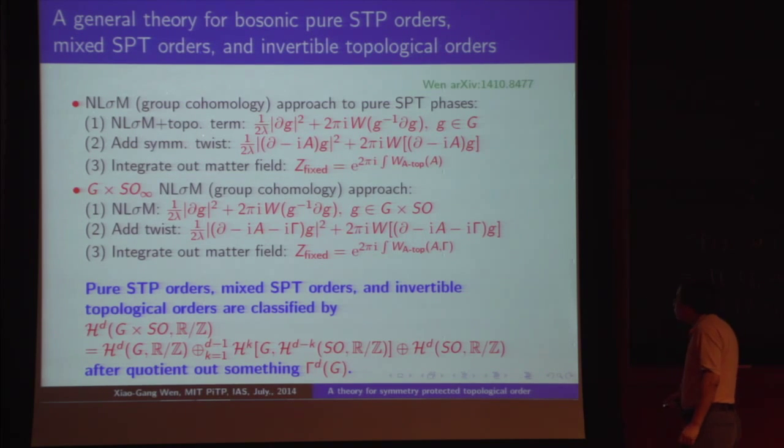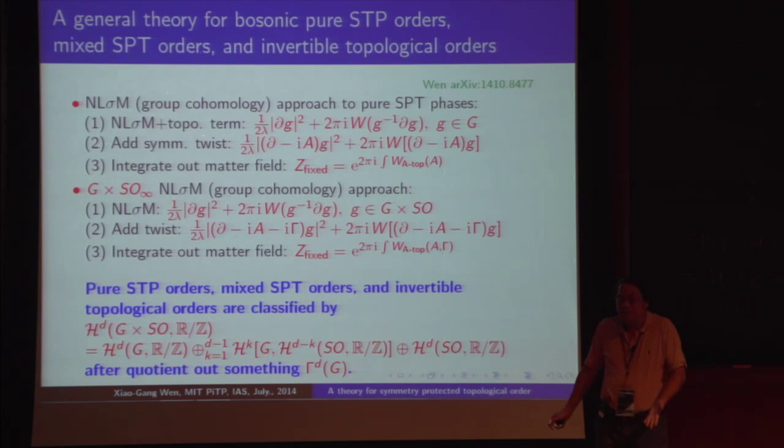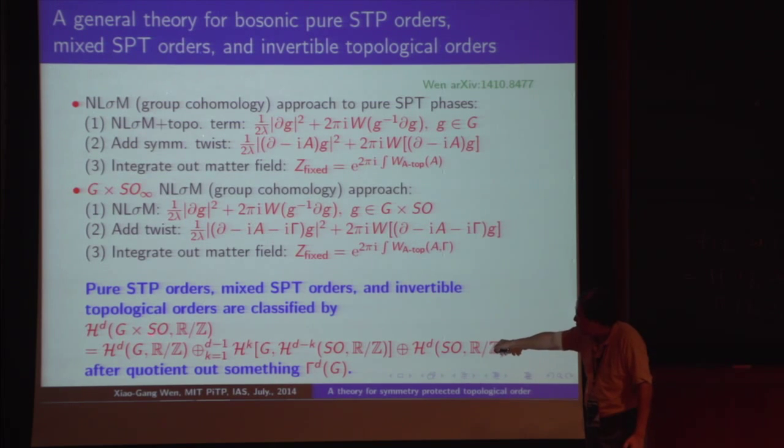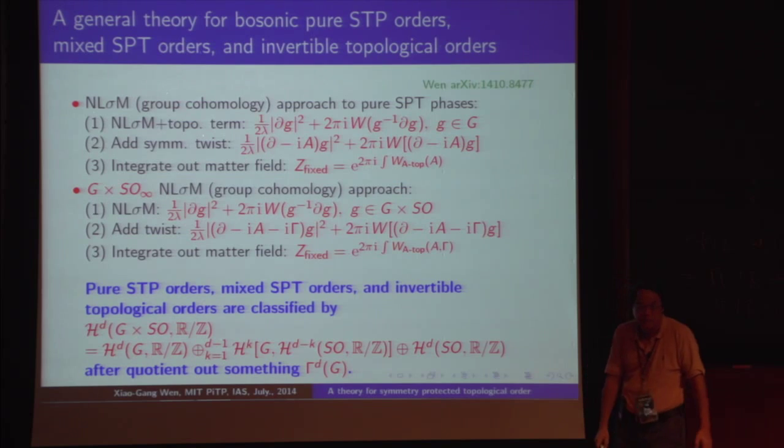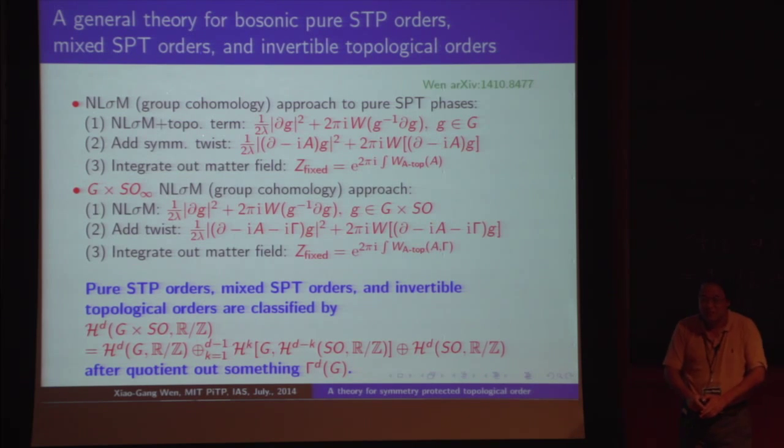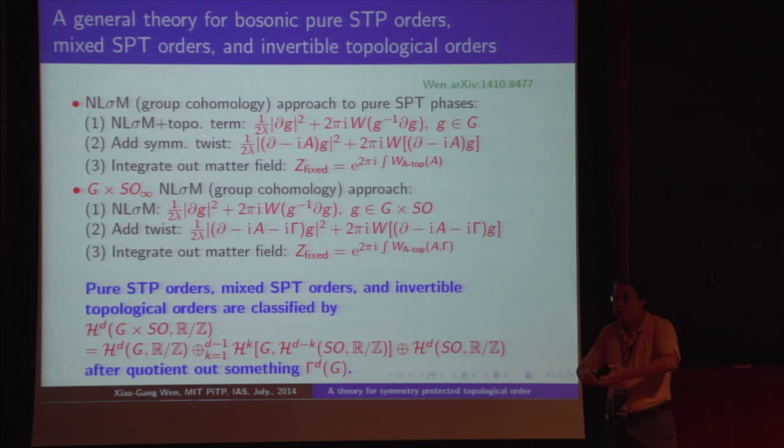And therefore the 2π quantized topological term in this kind of nonlinear sigma model is described by the group cohomology for G cross SO with U(1) coefficient. And this kind of group cohomology actually describes SPT states, and the mixed gauge gravity anomaly is also included here.